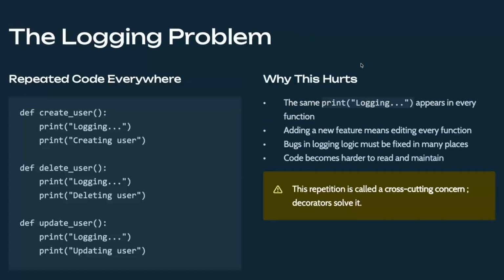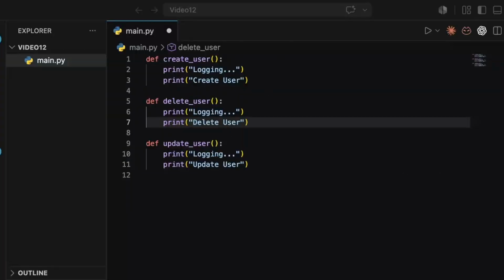Now, let's imagine we're building a backend application. We have multiple functions: create user, delete user, update user, etc. Let's have a look at this in code. Now, this is exactly the same three functions we had in our presentation. At first glance, everything seems fine, but notice something. Every function contains the logging print or the logging function which can be implemented later. Now, the same code is repeated in all the three functions.